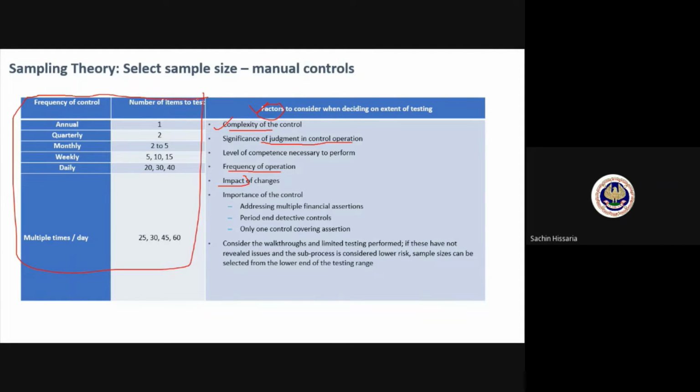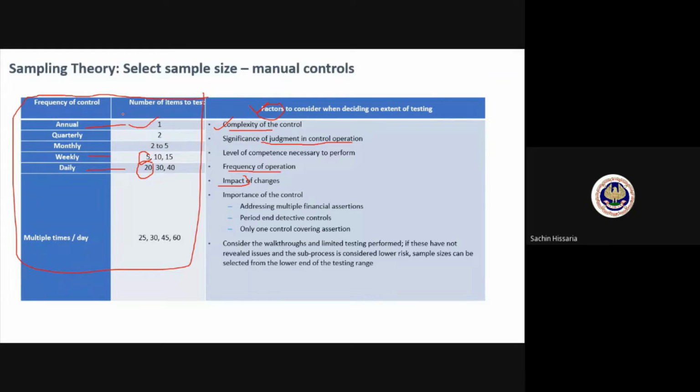So my organization is saying that if the frequency of control is annual, then I will select one sample. If the frequency of control is weekly, I will select this many samples. Similarly, if the frequency of control is daily, then I will select samples between 20 to 30 cases. So this is the practical sampling theory which my organization has adopted in the previous audit.